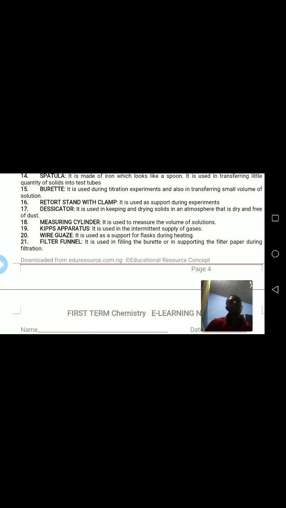Number 19 is Kip's apparatus. Kip's apparatus is used in the intermittent supply of gases. Then number 20 is wire guards. A wire guard is used as a support for flasks during heating.